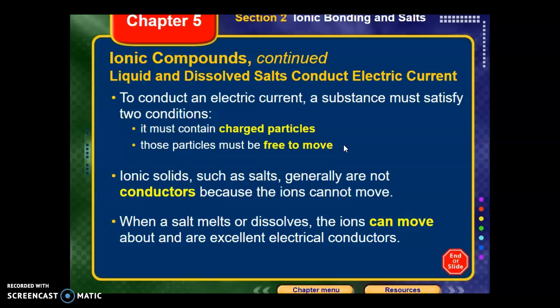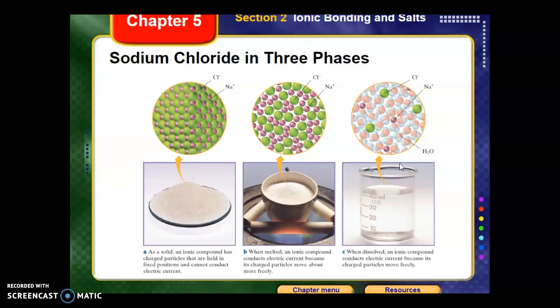So ionic solids are not conductors because the ions can't move. So if you have a salt crystal, even though it's made up of charged particles, it won't conduct electricity because the particles are not free to move. If you melted it, then they can move around and they're really good conductors, right? But that's not usually what we do.